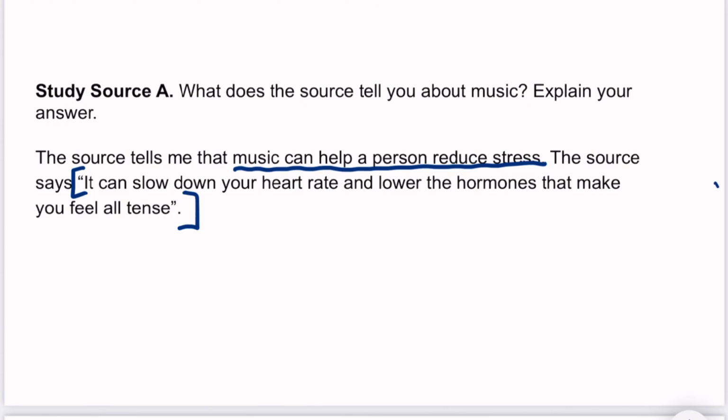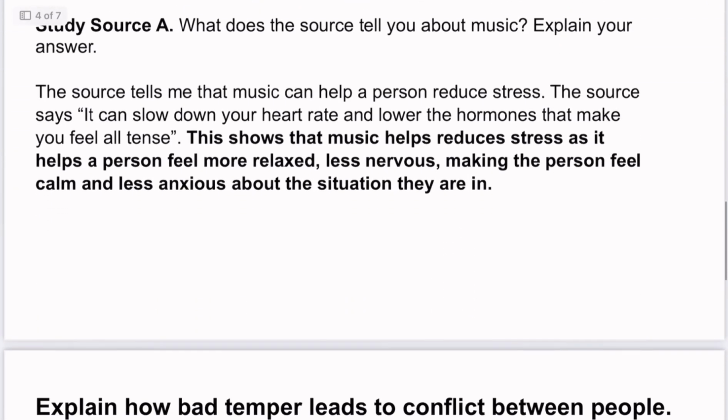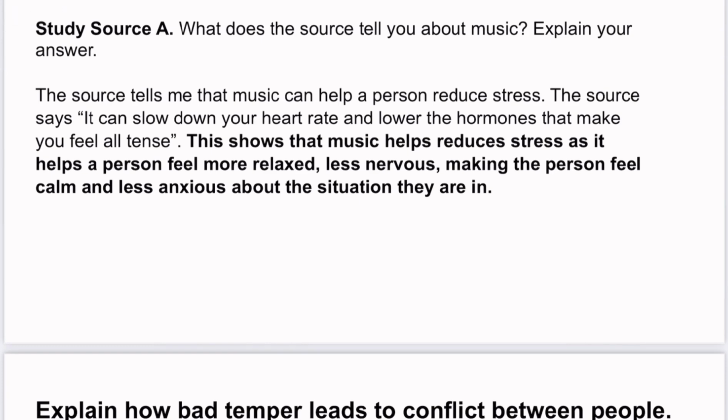The thing here is that this is basically just the evidence. I want to know how. I want to know how slowing down your heart rate and lowering the hormones helps you to reduce stress. That is the key question I want to find out. How does this reduce stress? And the explanation helps you with that. So look at what I've written here.